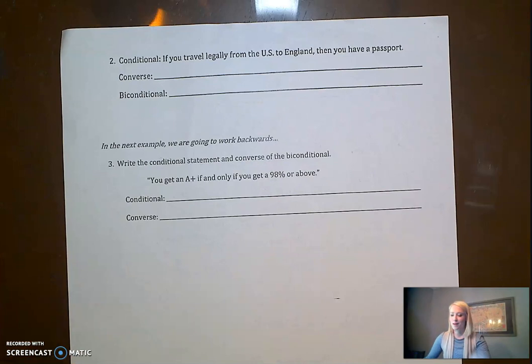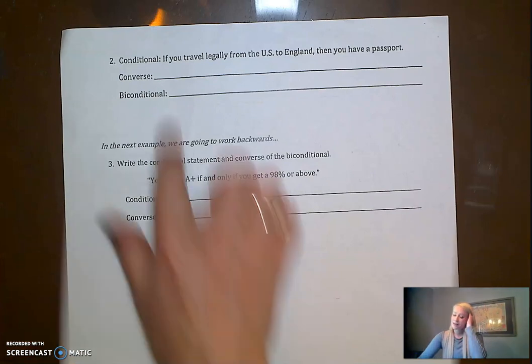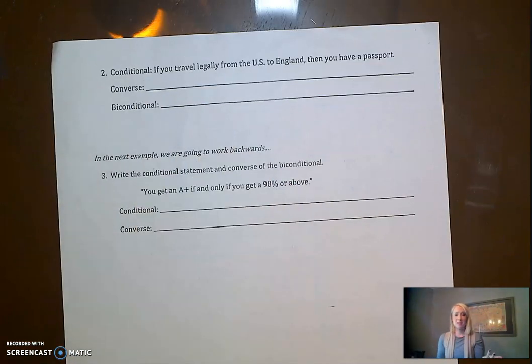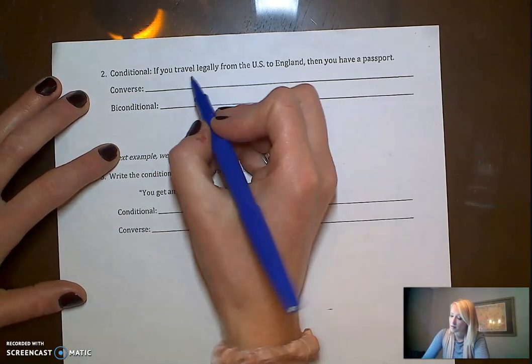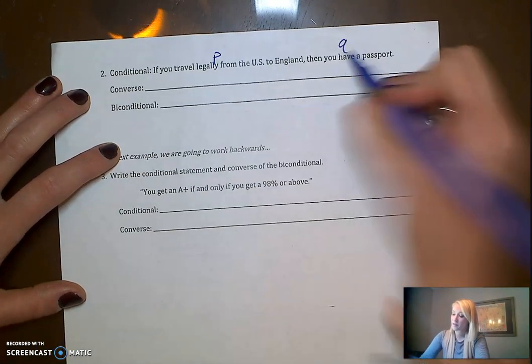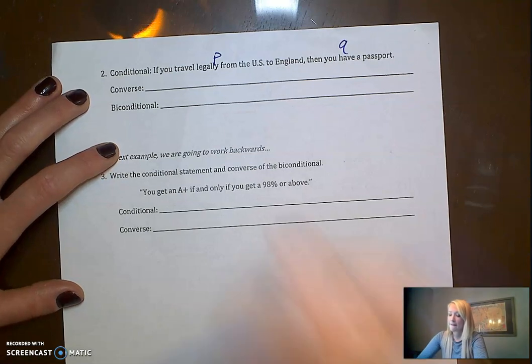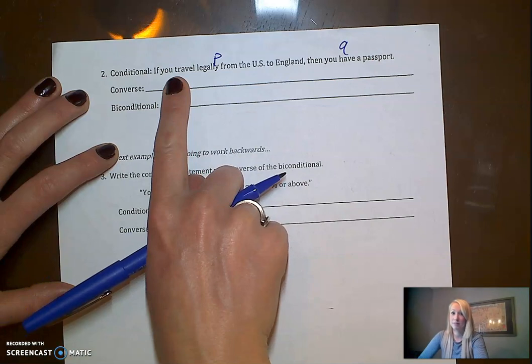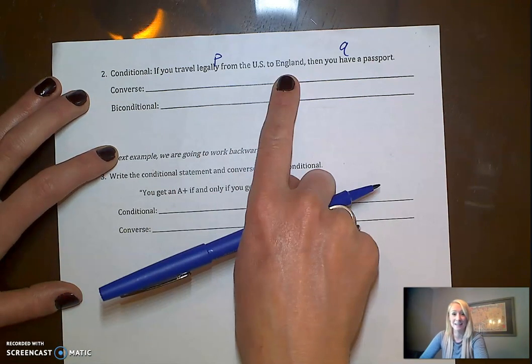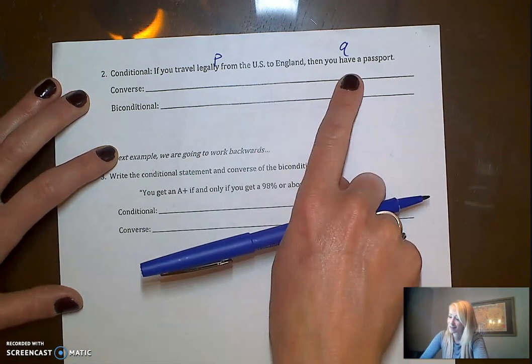Okay, let's do one more. So this next one, they give me the conditional. I can write the converse no matter what. It's the biconditional that I can only sometimes write. But let's go ahead and flip this thing. So let's see, P. Oh good, this one isn't mathy. This is a little bit more fun. So the conditional is, if you travel legally, keyword, from the U.S. to England, then you have a passport.